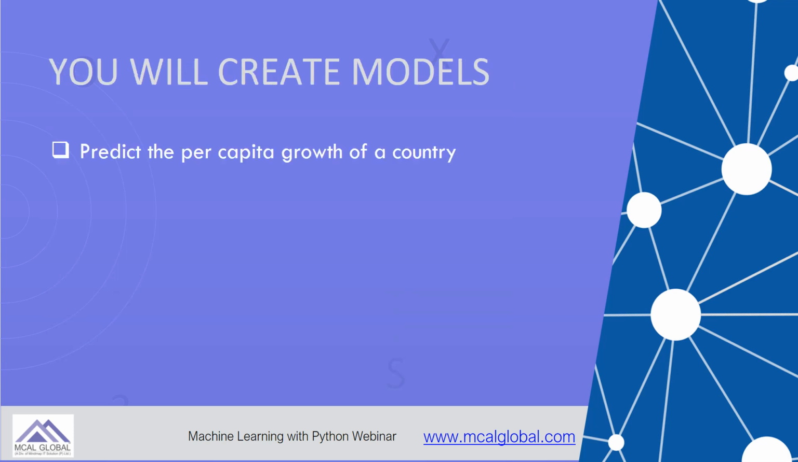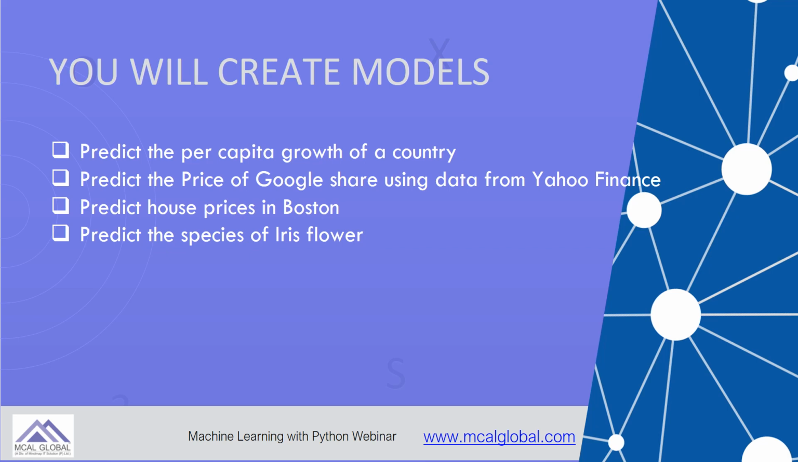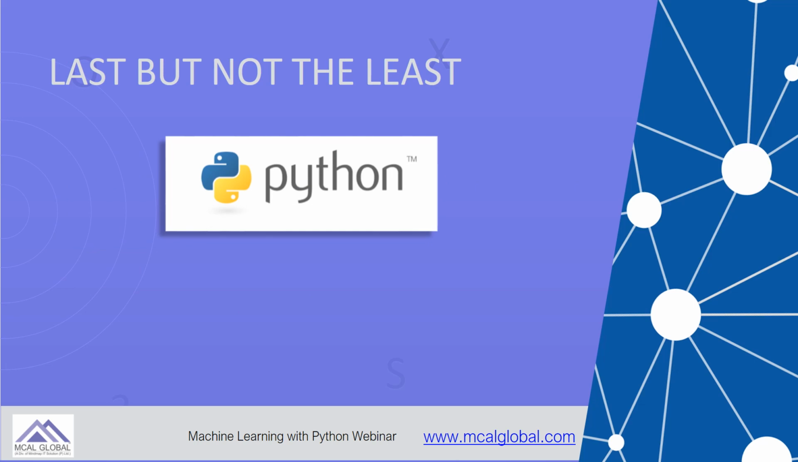In this course, you will learn to predict the per capita growth of a country. Predict the price of, let's say, Google share using data from Yahoo Finance. You will learn how to predict house prices in Boston City. You will learn how to predict the species of iris flower. You will learn how to predict the population growth of a country. You will learn how to use different models to predict the presence of gold in India. And we'll do much more fun assignments. And last but not the least, we will teach you Python from scratch.